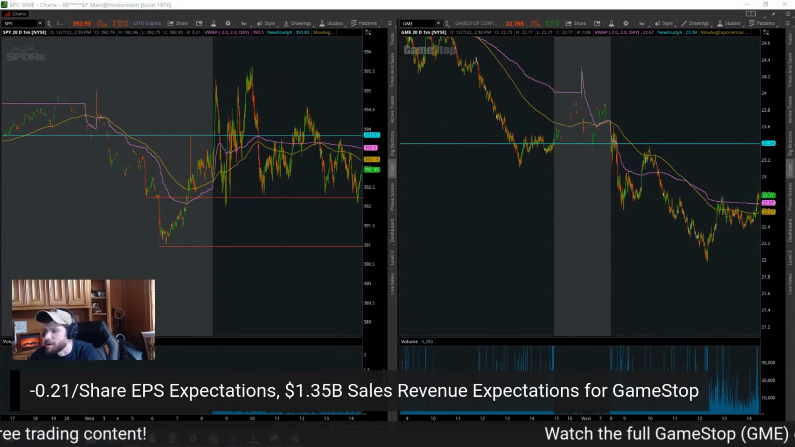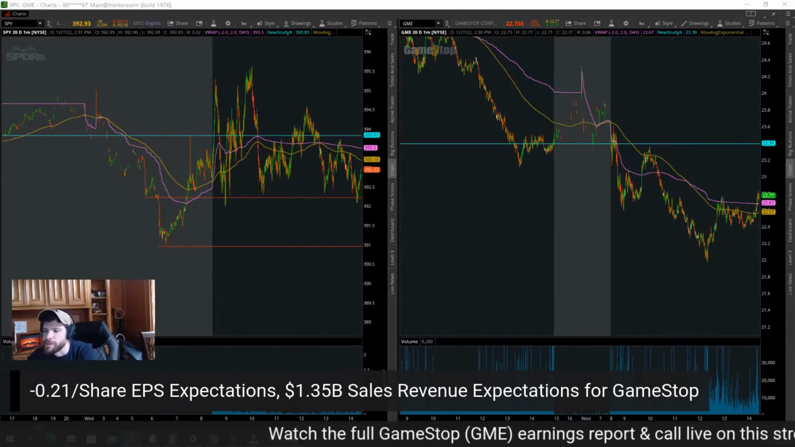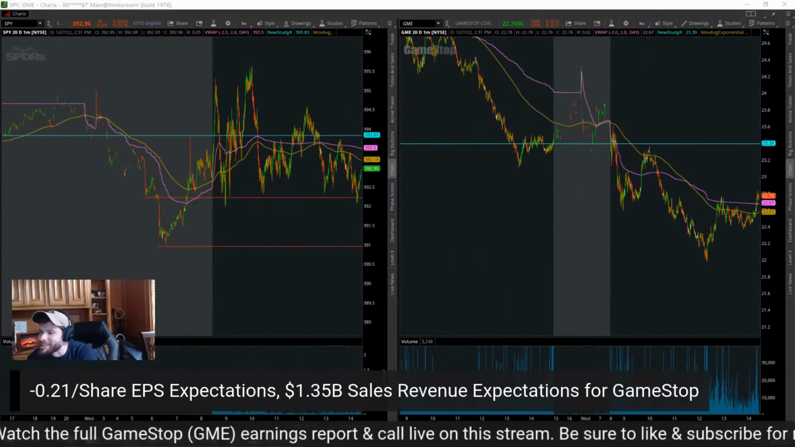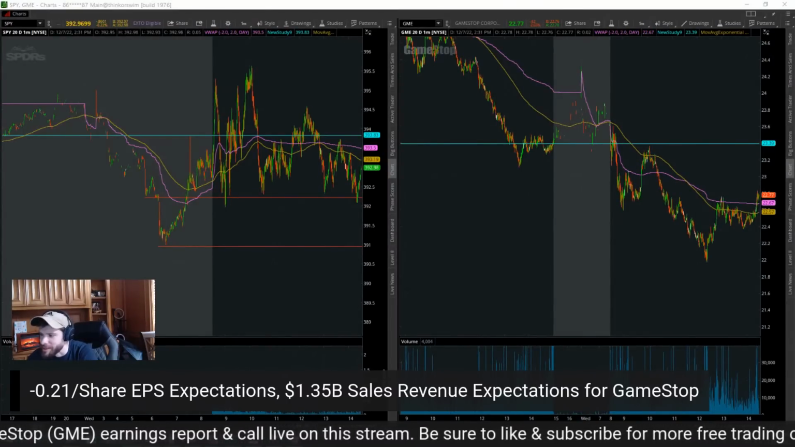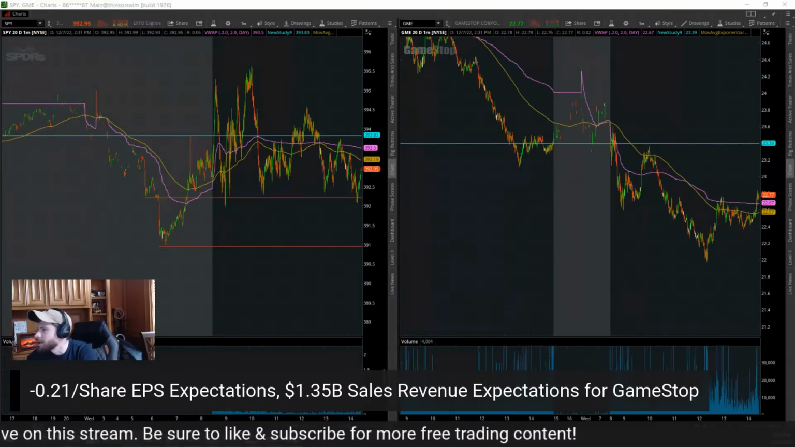AMC got crushed today, man. AMC has had a really, really rough run. AMC got up to over $9 for the first time in months, back on the 1st of December, and it has dropped all the way down to $6 a share. 6.10 today. So AMC is getting destroyed the last couple weeks.